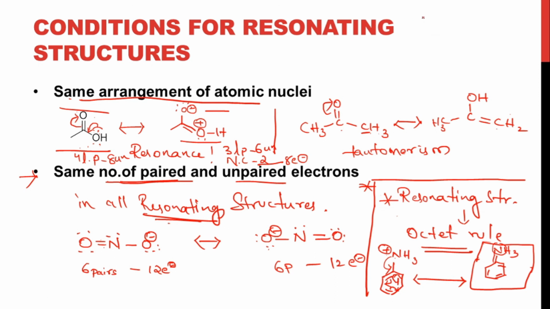So till now we have learned what resonance is, and we have also learned how to denote a resonance hybrid, and also the types of conjugation, and the conditions for writing resonating structures. So in the next video I will be showing you how to write resonating structures, and we'll also discuss their stability. So the concept of resonance would be clear in your mind.